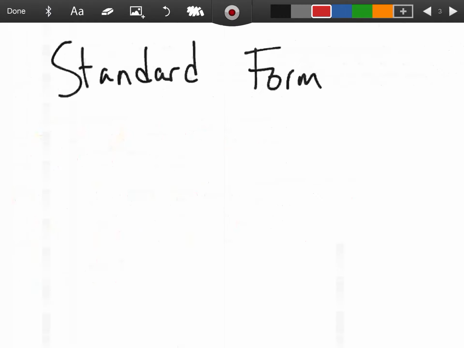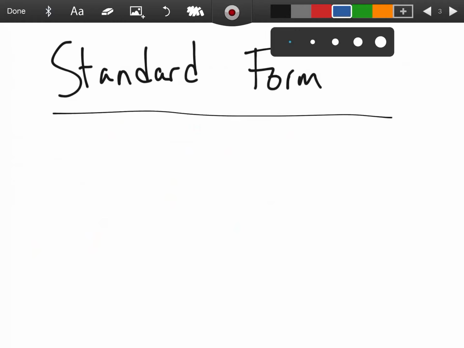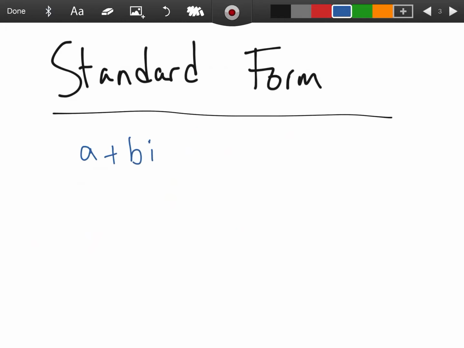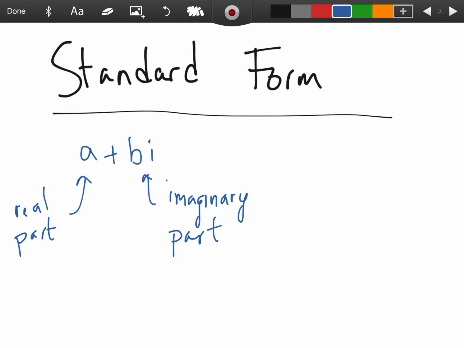So now the standard form of a complex number we're talking about. Complex numbers have a real and an imaginary part. So the standard form is a plus b times i, where this a is just some real number. This is the real part of a complex number. And then this b times i obviously is going to be our imaginary part of that number. So this is the standard form of some complex number, with a real and imaginary part.